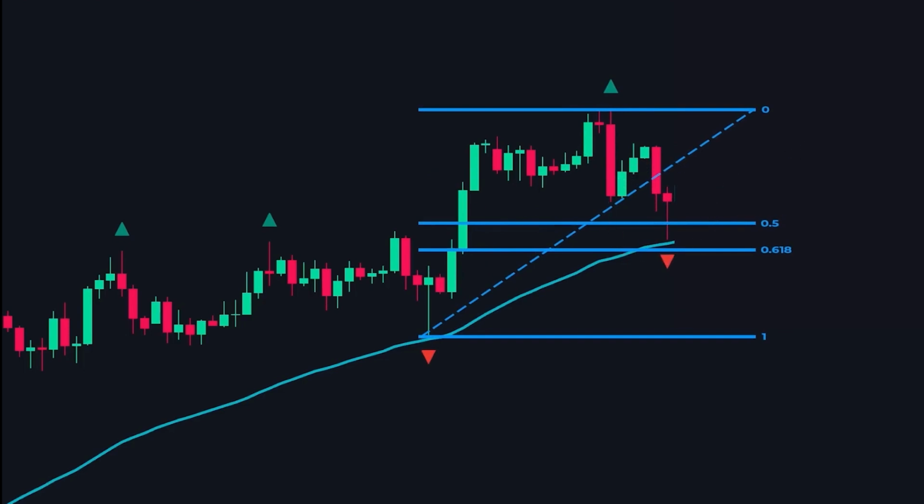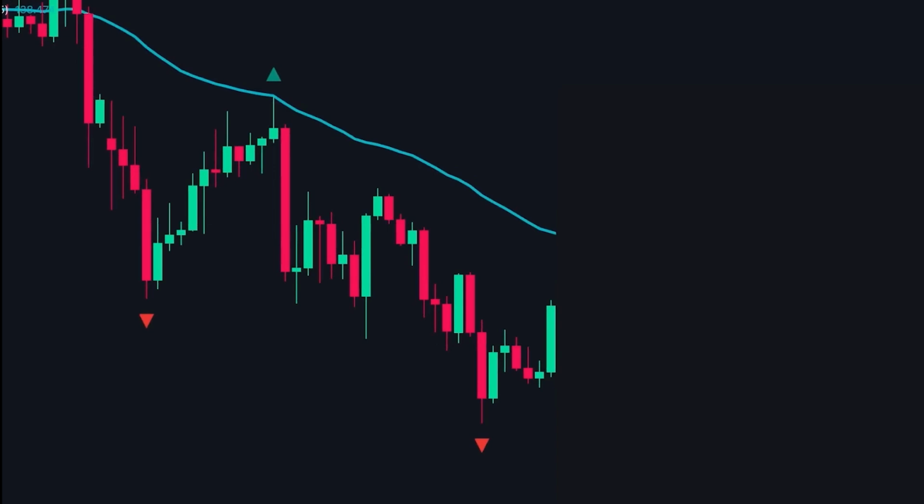As a result, we would enter a buy trade around this location. Indeed, the price entered the golden zone and headed upward. Now consider a sell trade example.